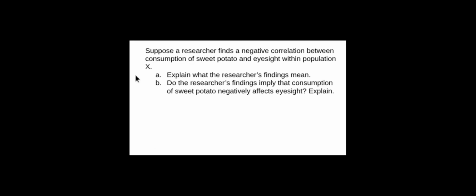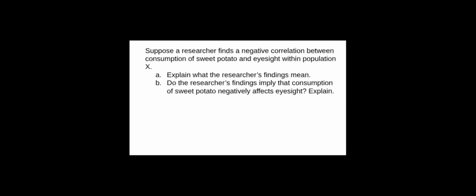So let's do this example. Suppose a researcher finds a negative correlation between consumption of sweet potato and eyesight within some population, we'll call X. And this is completely made up, so don't worry about sweet potato. A, explain what the researcher's findings mean. B, do the researcher's findings imply that consumption of sweet potato negatively affects eyesight? Explain. So for A, the answer is simply that the negative correlation means that as consumption of sweet potato increases, eyesight tends to get worse.